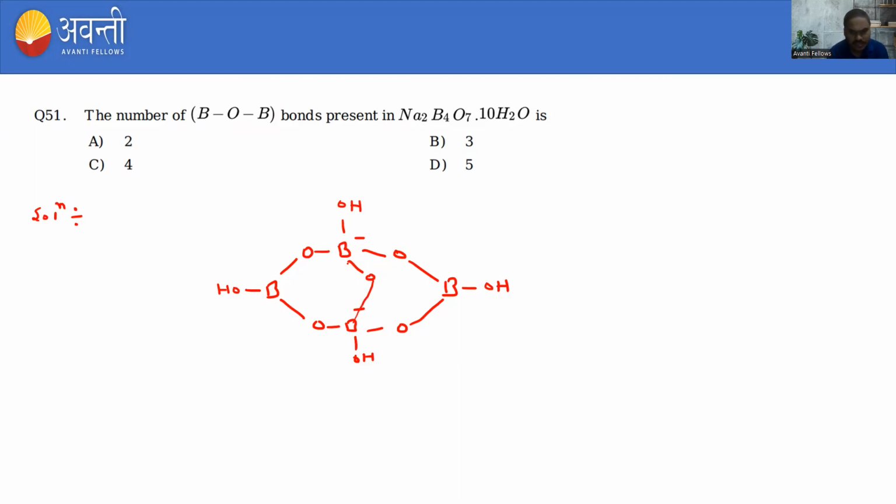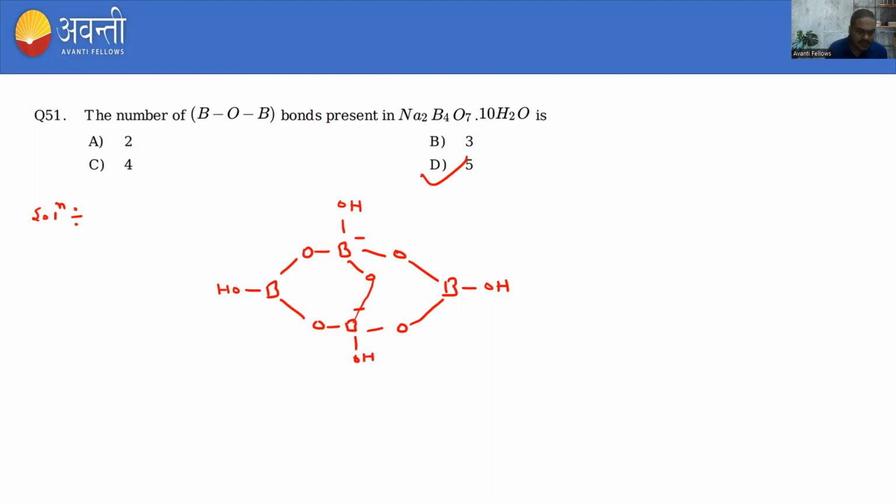So we have to calculate the number of BOB bonds present. So how many BOB bonds are present, beta? We have one BOB bond here, two BOB bonds, three BOB bonds, and this is four BOB bonds, and in total we have five BOB bonds, one between them in the center as well. So the total number of BOB bonds present in this is five. So this is what they asked in the previous question, that you have to find the number of BOB bonds.